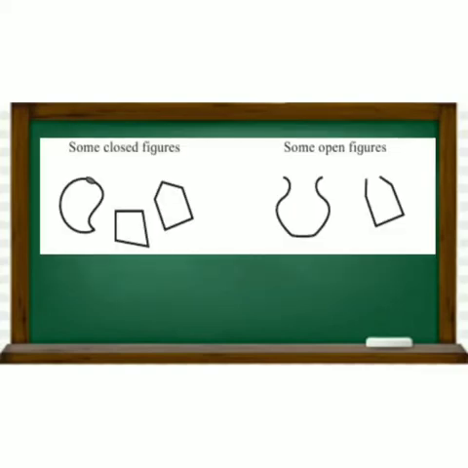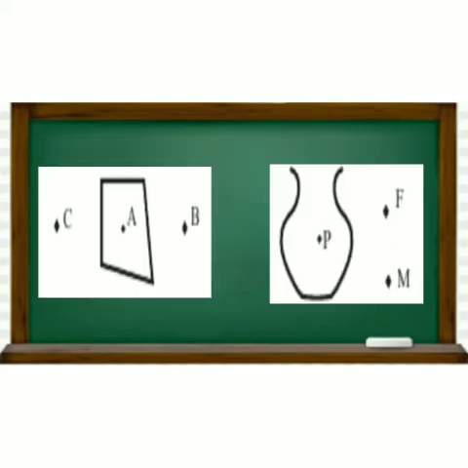Now some examples, some closed figures and some open figures are given here. See, the closed figures are closed on each side, and some open figures are given here. The figures are open on one side. It is easy to identify the closed figures and open figures.